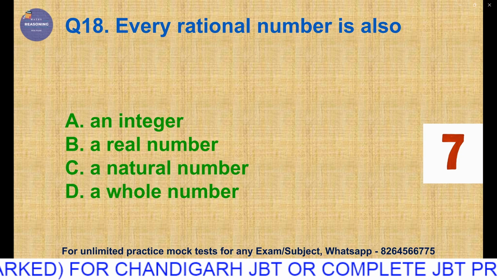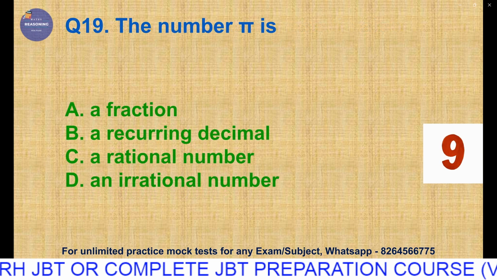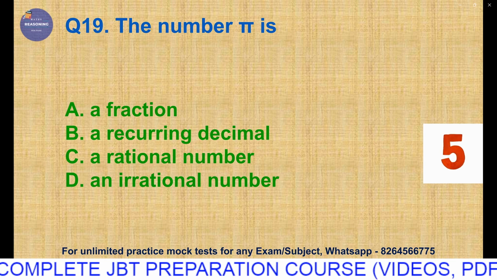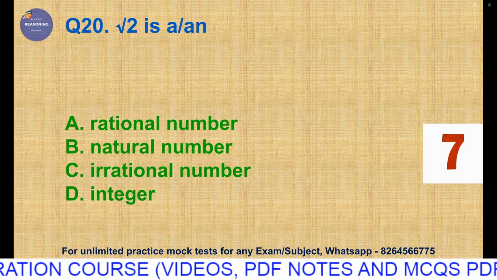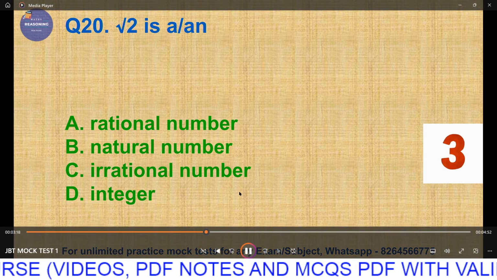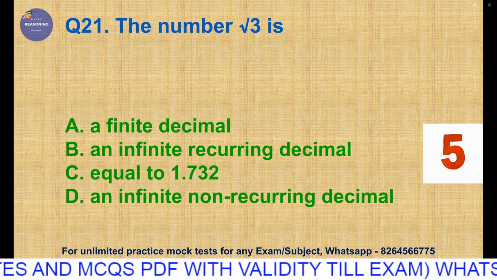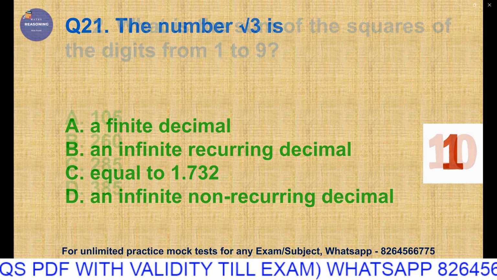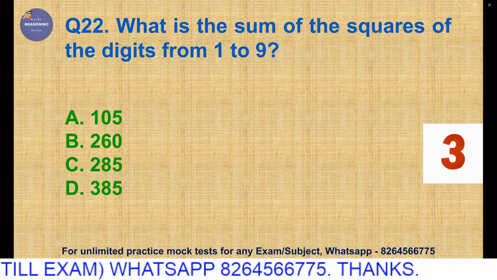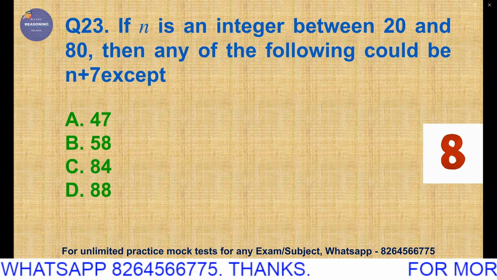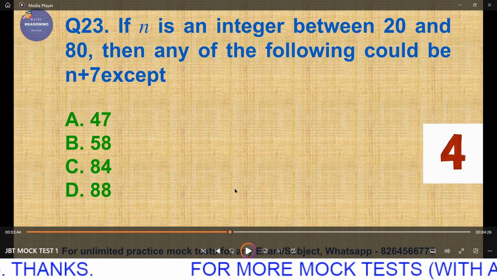Every rational number is also. The number pi is. Root 2 is. And the number root 3 is. What is the sum of the squares of the digits from 1 to 9? If n is an integer between 20 and 80, then any of the following could be n plus 7, except.